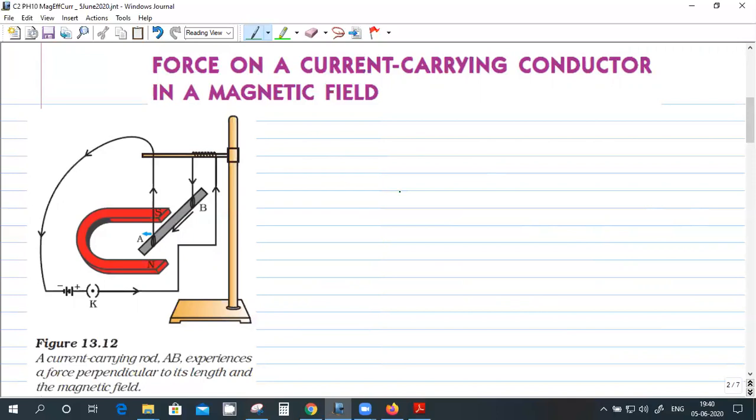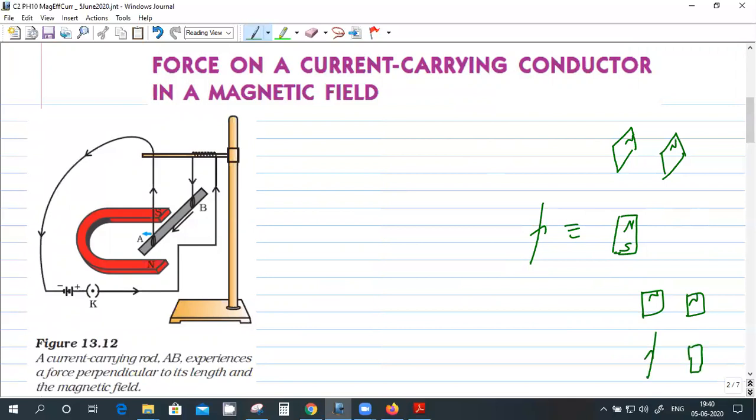Now we are going to find the force on a current carrying conductor in a magnetic field. You know, if you have two bar magnets, there will be some force. Even a needle is a bar magnet. There will be attraction or repulsion. We have also seen that a current carrying wire is equal to a bar magnet, because both of them produce magnetic fields. So since there can be a force between two bar magnets, there can be a force between a current carrying wire and a bar magnet, because a bar magnet is equal to a current carrying wire.